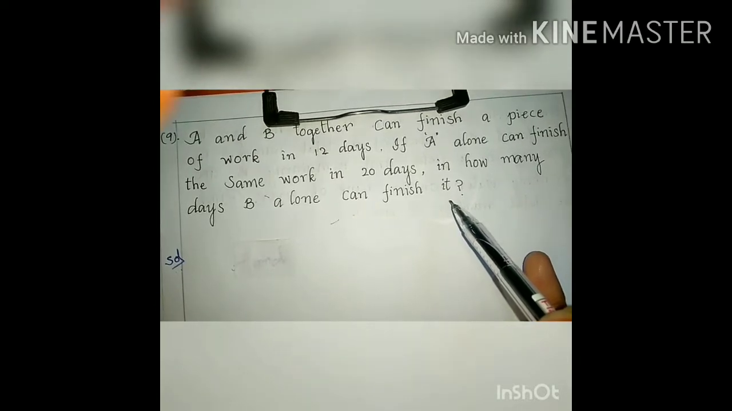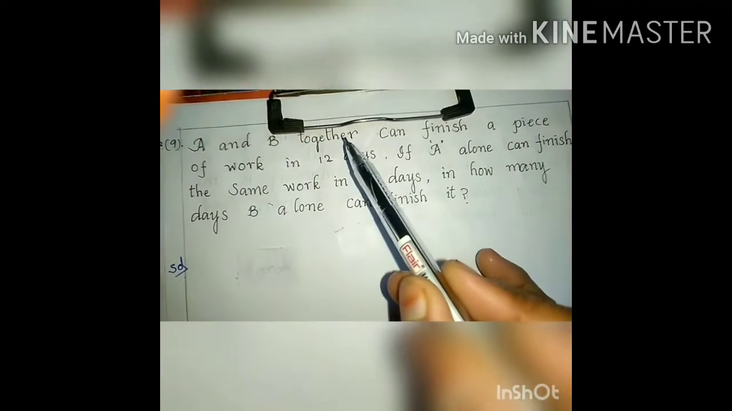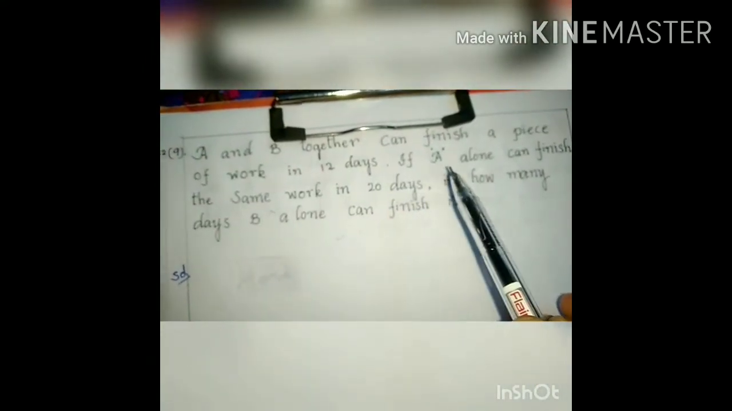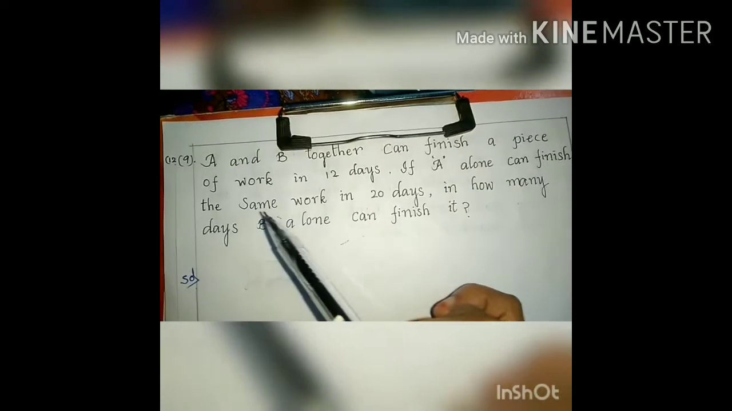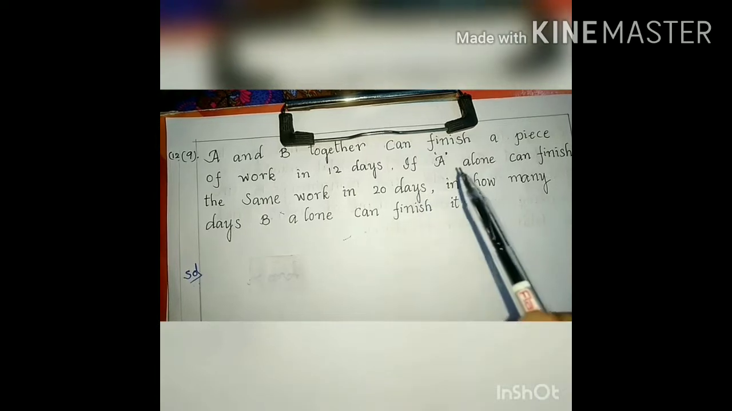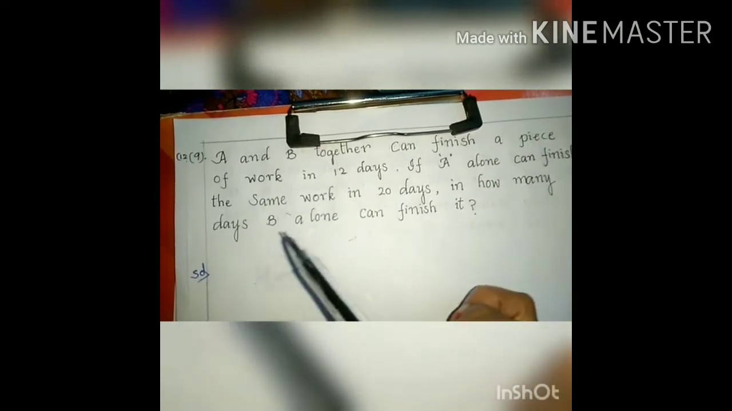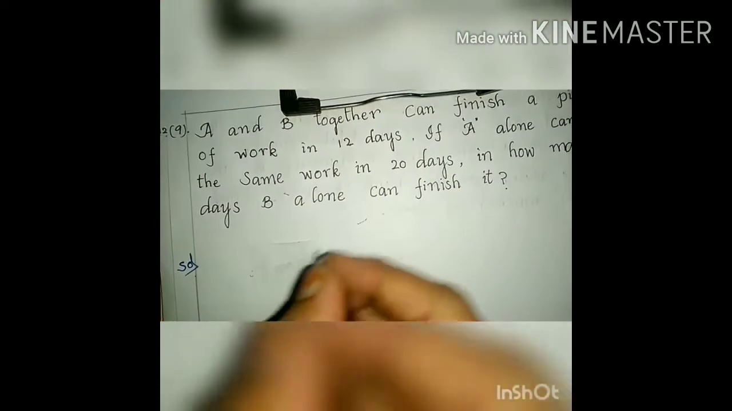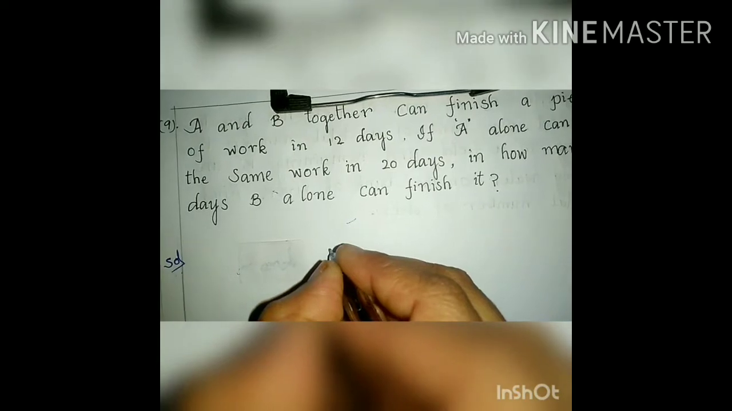Did you understand, children, this question? A and B together can finish the work in 12 days. A alone can finish the same work in 20 days. In how many days can B alone finish it? Okay. Now, let us start the solution.